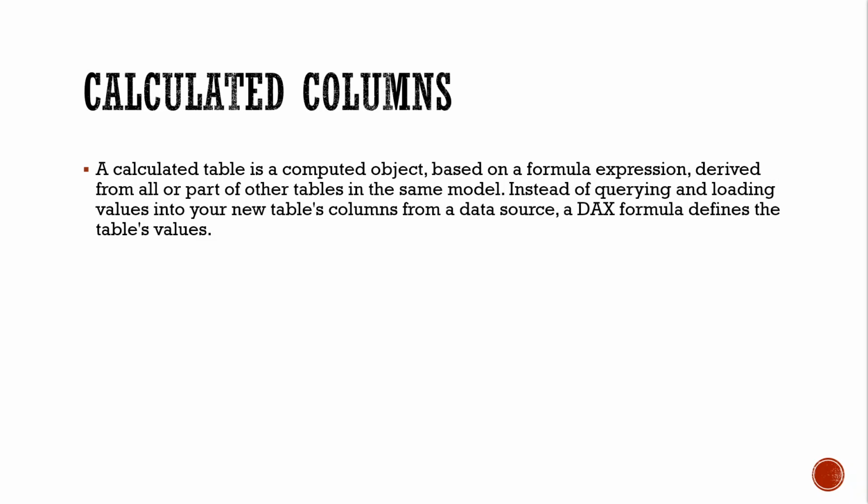A calculated column is a computed object based on a formula expression derived from all parts of other tables or on the same model. So instead of querying and loading values into your new table columns from a data source, a DAX formula defines the table values.